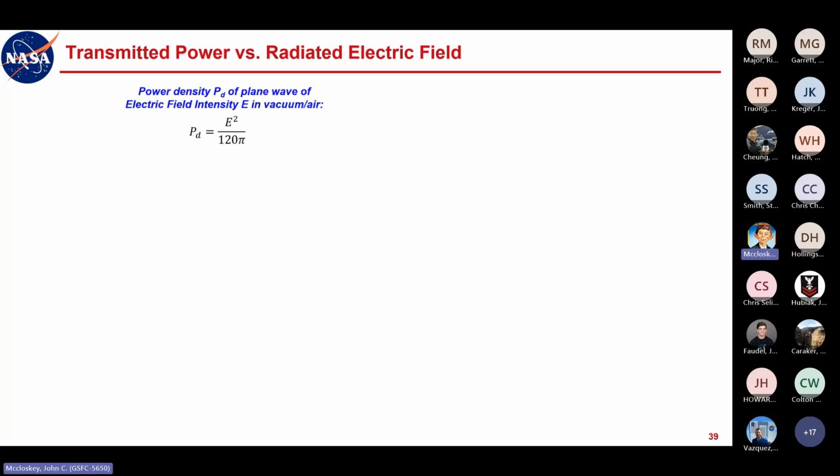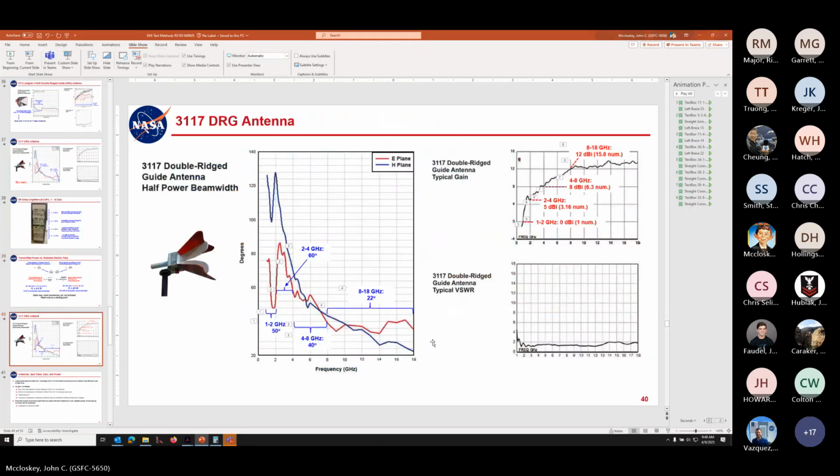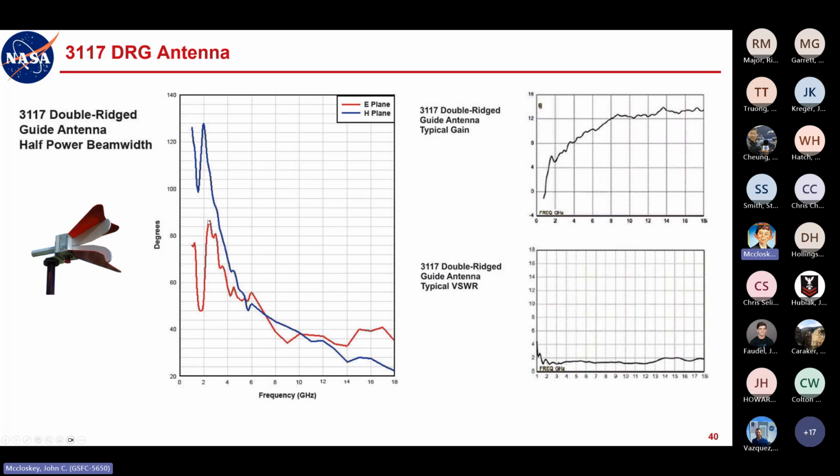So we'll go back to that antenna here in just a moment. My apologies, I moved some charts around here this morning, and that's one maybe I should have left after this one. But let's look at this one here. So just going back to the 3117 here.